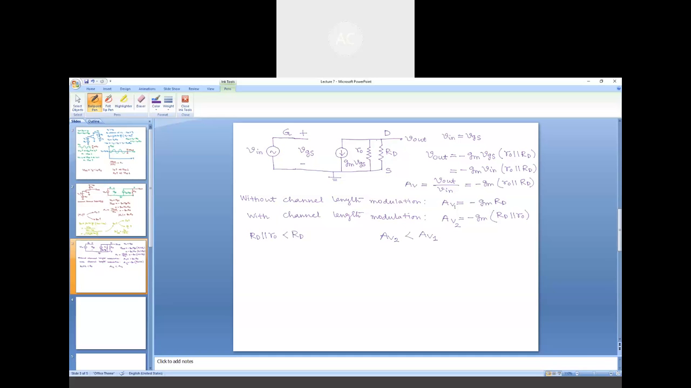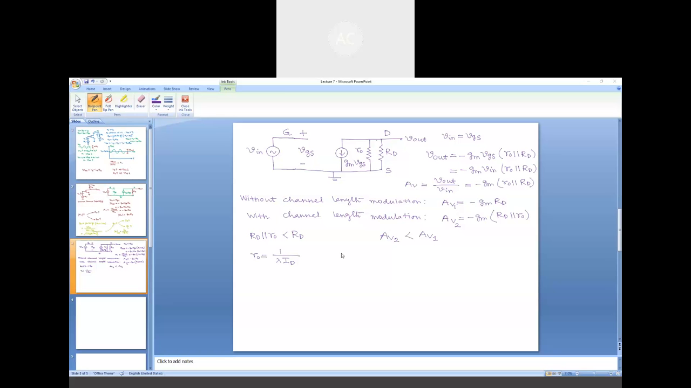Now, if you want to incorporate the effect of channel length modulation in your calculation, then obviously the expression of the voltage gain will be modified, and the magnitude of the voltage gain will also be reduced to a certain extent. So in the last slide, it has already been established that you cannot increase the value of GM at your wish, because there is a certain limitation on that. And moreover, R0 is given by 1 upon lambda ID. So lambda is a property of the device itself. So R0 can be increased to a certain extent by reducing the value of ID, because it's inversely proportional to ID. But that will not help you in some of the applications.